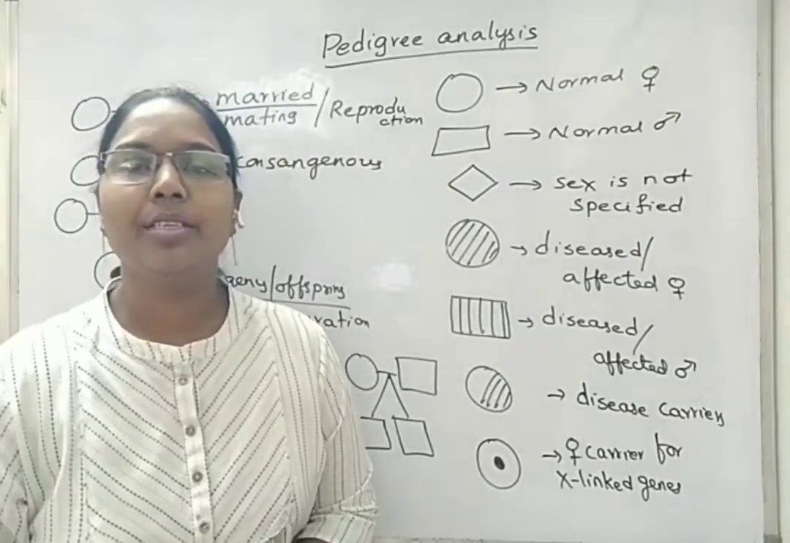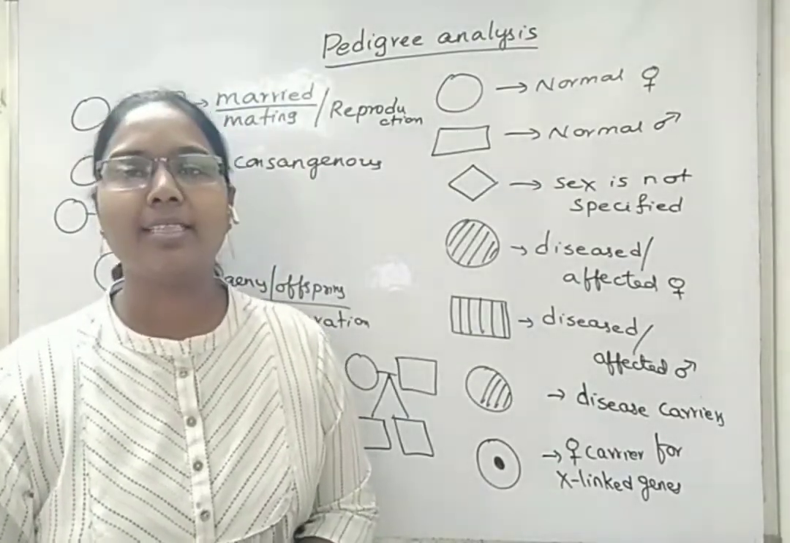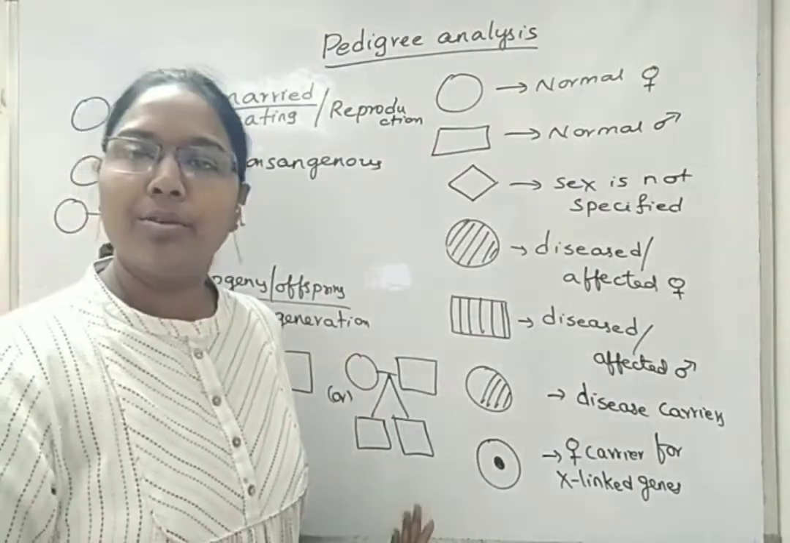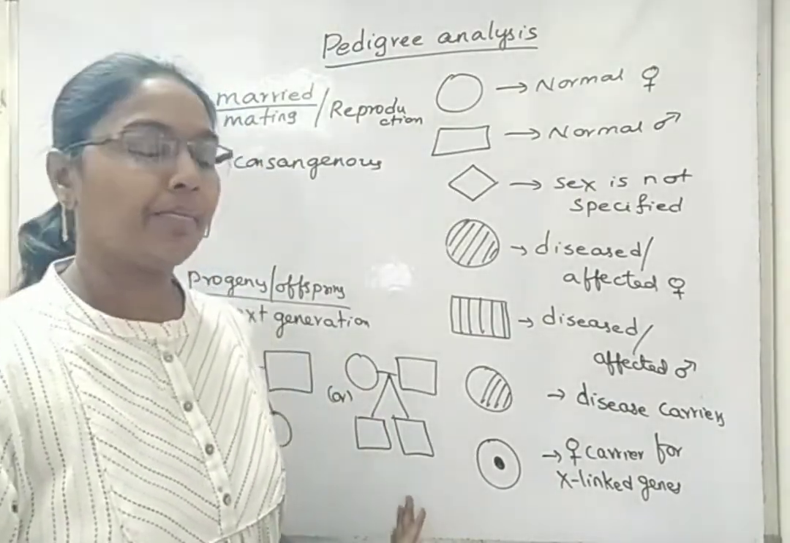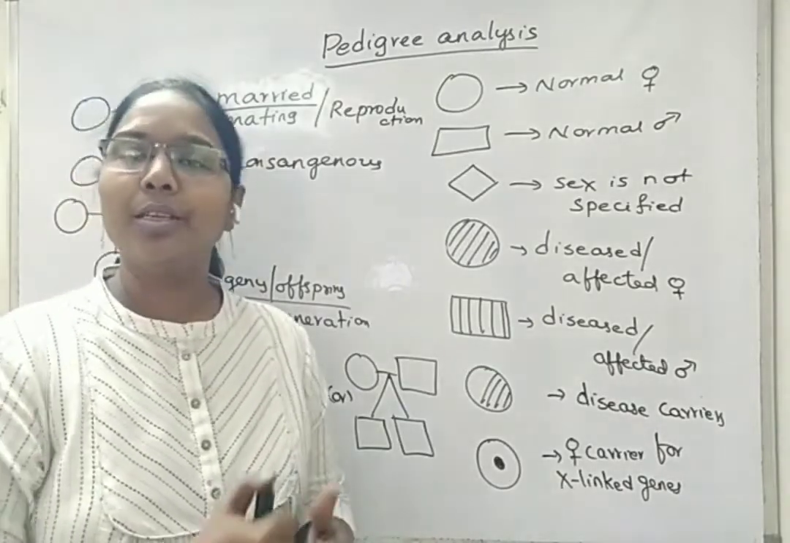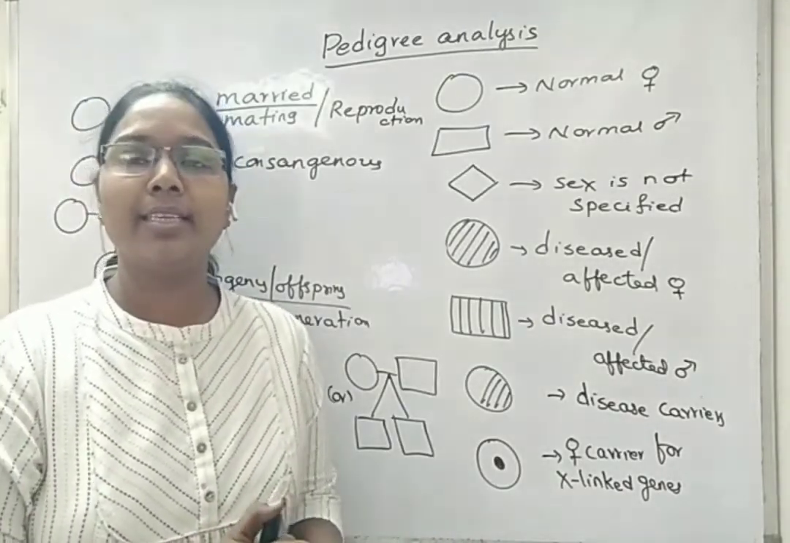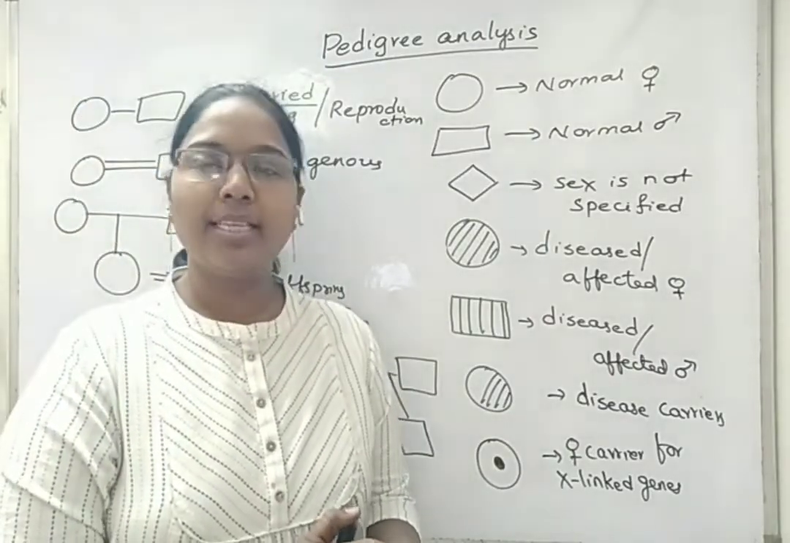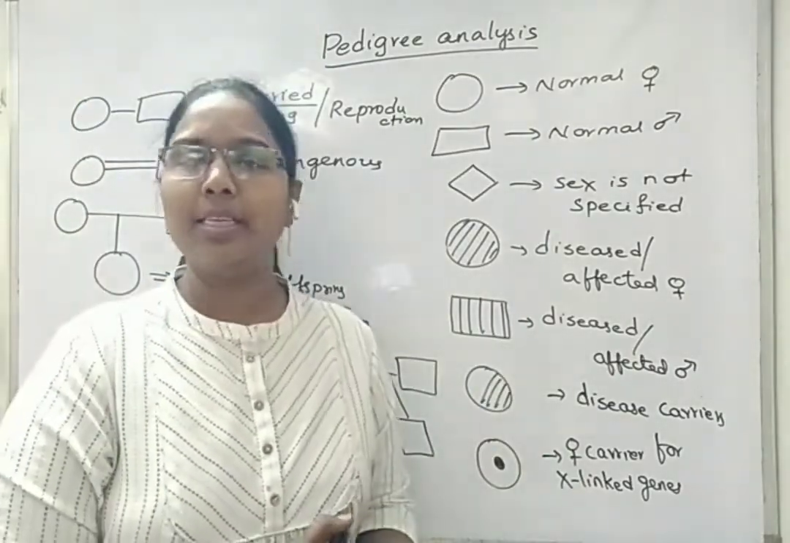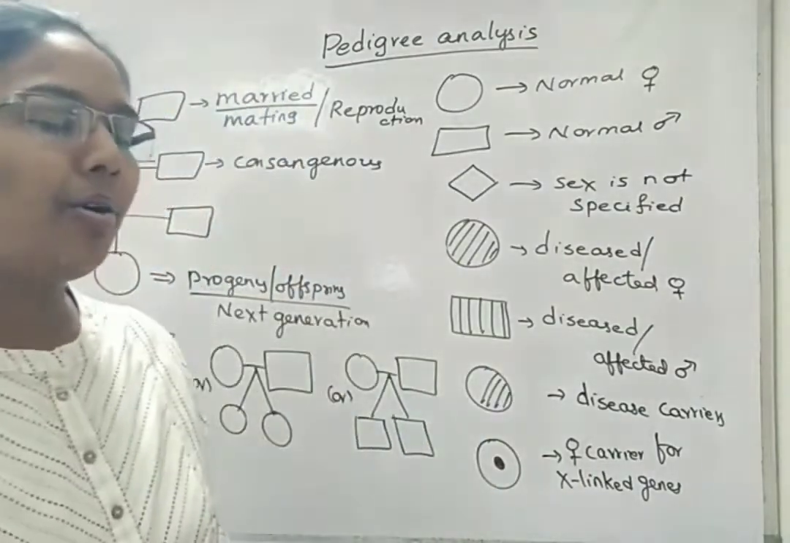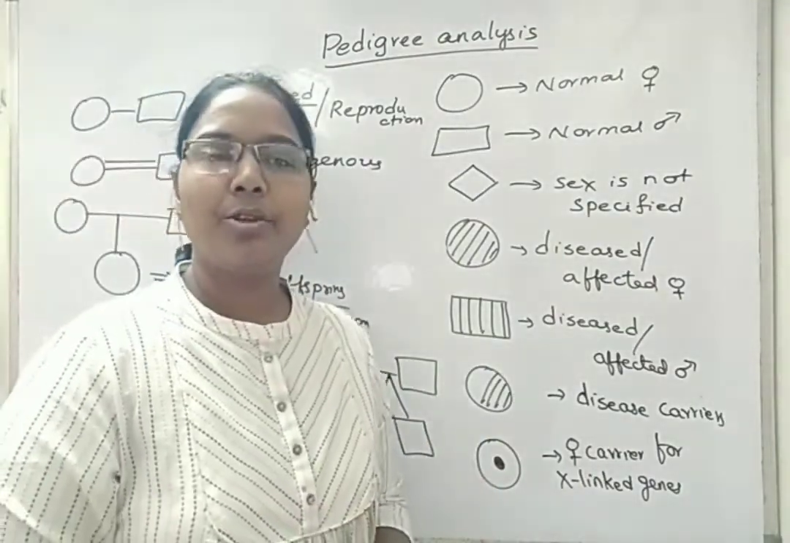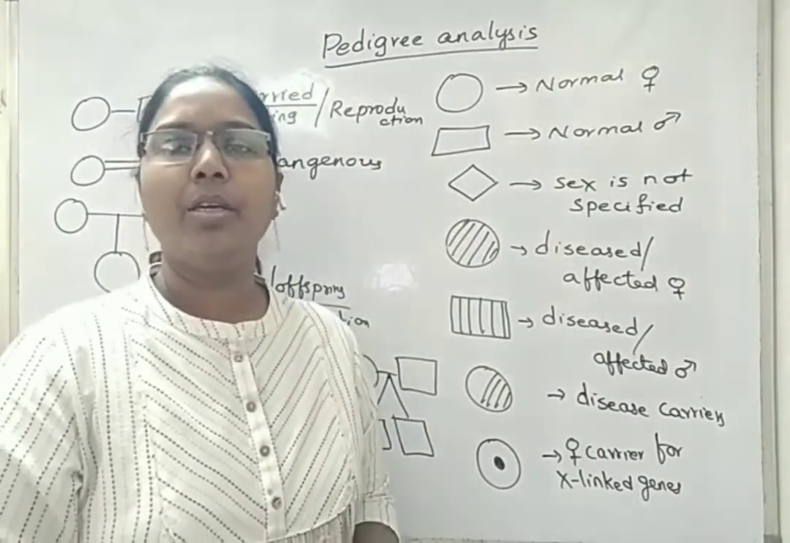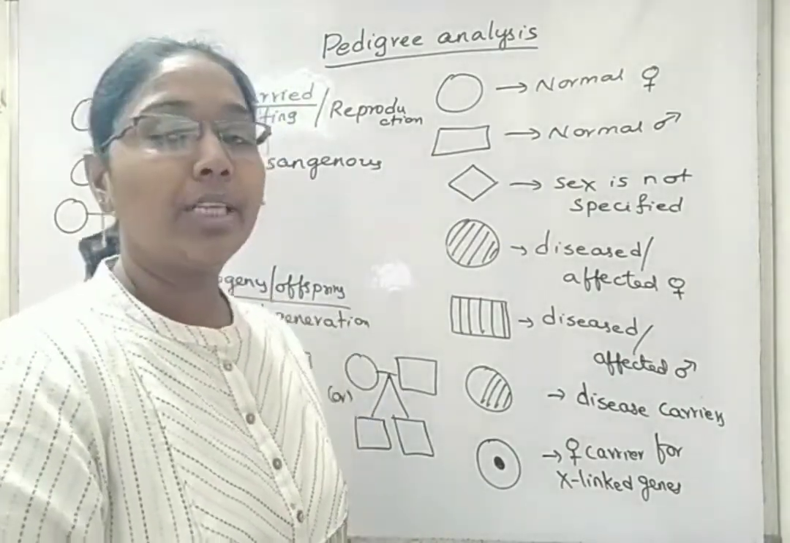Hello students, now we will see a new topic, that is pedigree analysis. Pedigree analysis is a diagrammatic representation to know the human genotype. If we want to know what types of disorders are inherited from parents to offsprings, we can easily understand it by observing the pedigree chart, analyzing how the disorder is transmitted from parents to offsprings. What are the genotypes that are responsible?